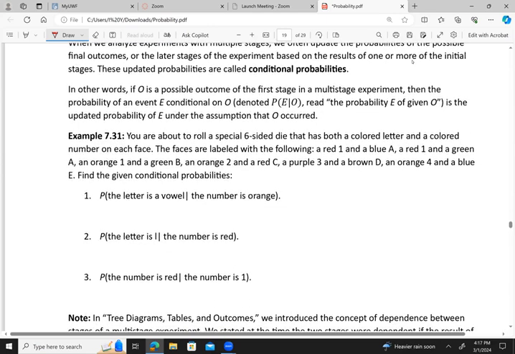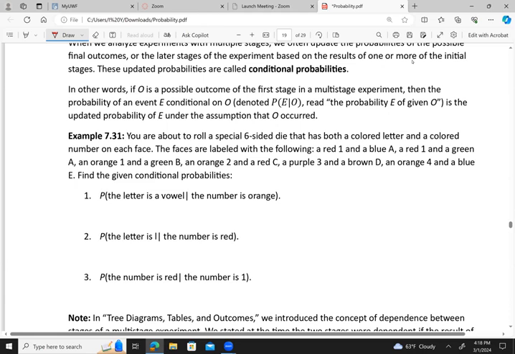So you're about to roll a special six-sided die that has both a colored letter and a colored number on each face. The faces are labeled with the following, and it's the same as the previous: a red 1 and a blue A, a red 1 and a green A, an orange 1 and a green B, an orange 2 and a red C, a purple 3 and a brown D, and an orange 4 and a blue E. So find the given conditional probabilities.